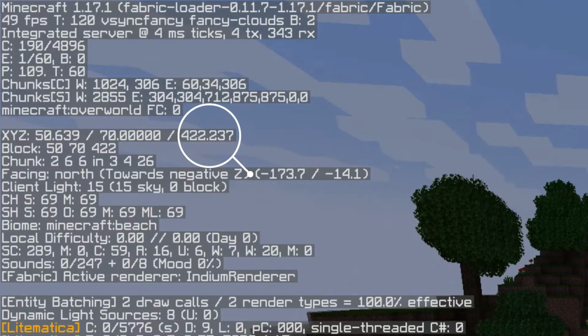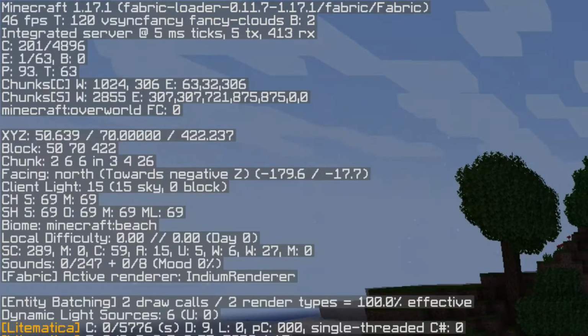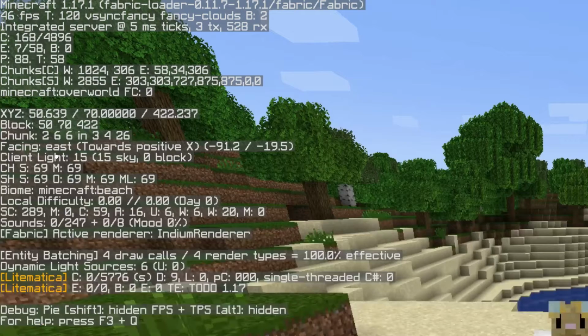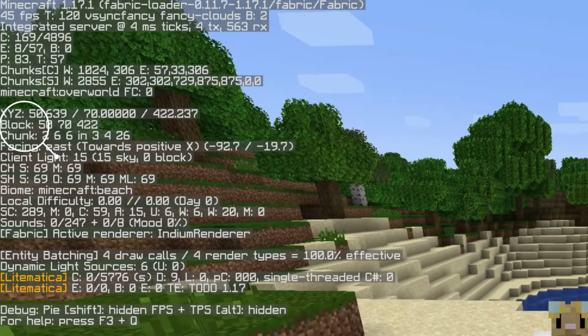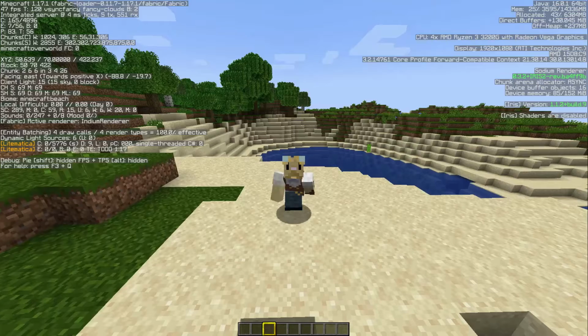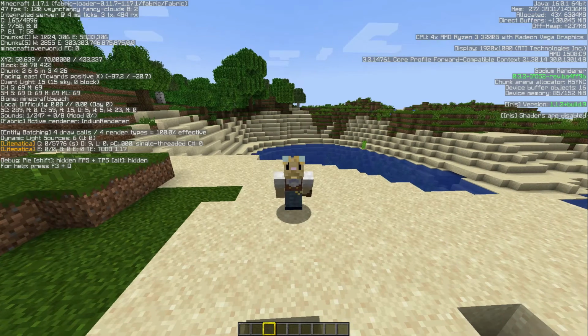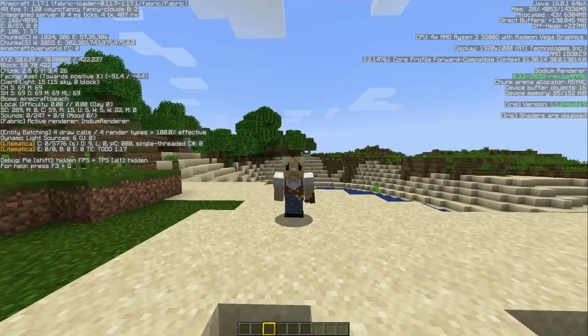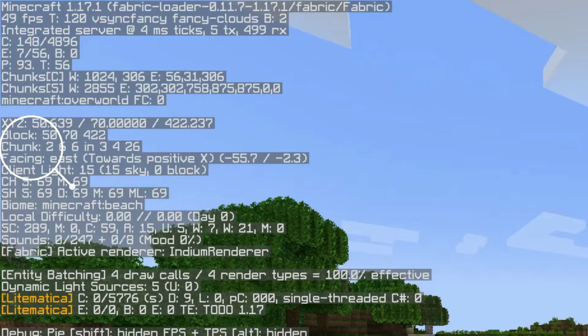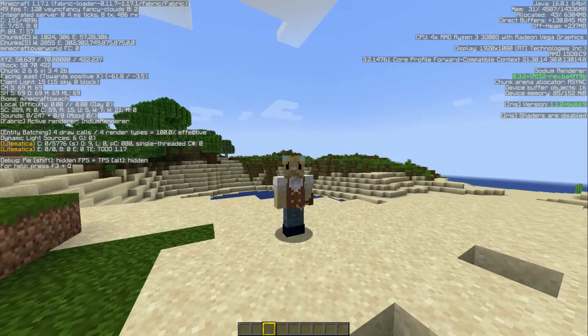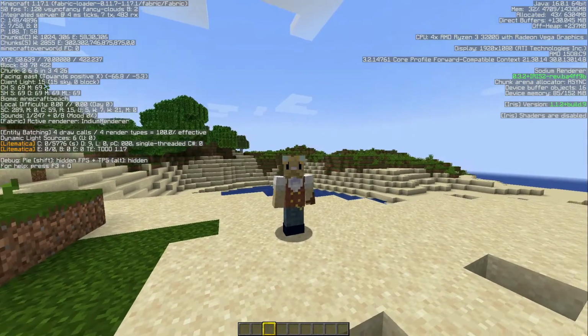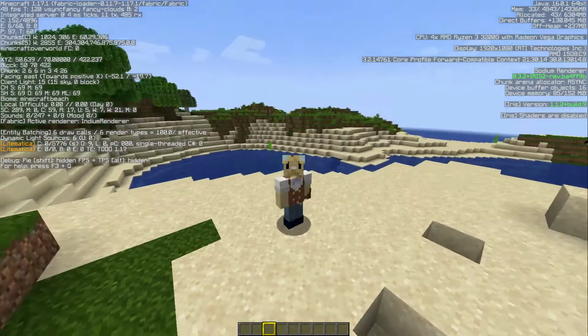The Z shows the player's location in the blocks south of 0, and the negative values are to the north. Block shows the coordinates of the block the player's feet are in, in an XYZ format, similar to the XYZ as we've just talked about, and it's rounded down to the nearest whole number. Chunk is the player's location within a chunk and the location of the chunk within the world. In reduced mode, only the location within the chunk is displayed.